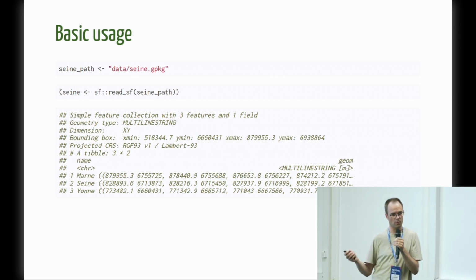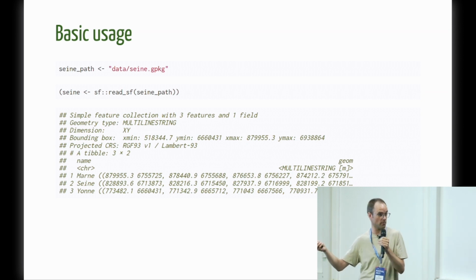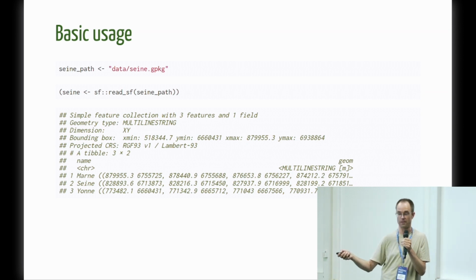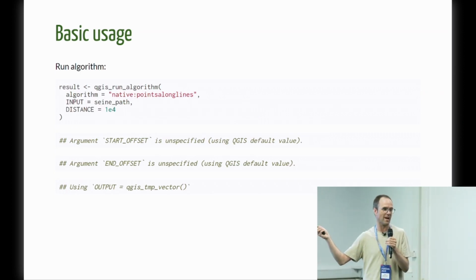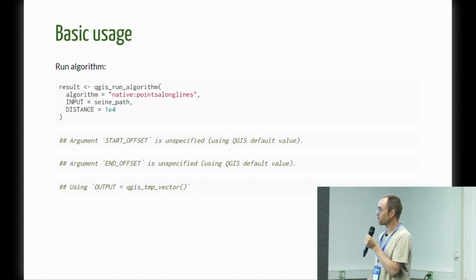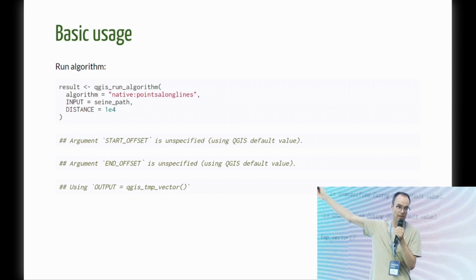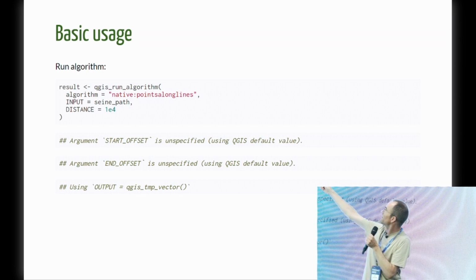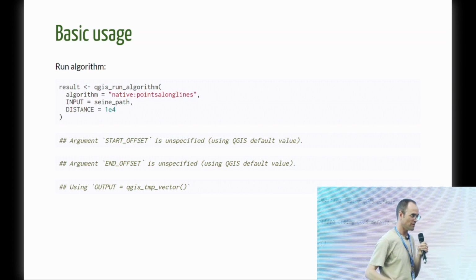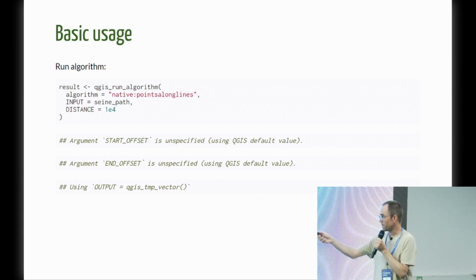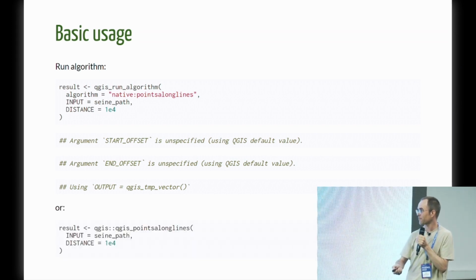So we give the path to the dataset. We can already have a look in R at what is in the dataset. You see 3 rivers listed in it. Now we run the algorithm, and the main function is qgis_run_algorithm. It takes the Sene file path as input, and we say we want to sample with the native points along lines algorithm, and we tell it to sample every 10,000 meters. For the parameters that we didn't pass, the algorithm takes default values.